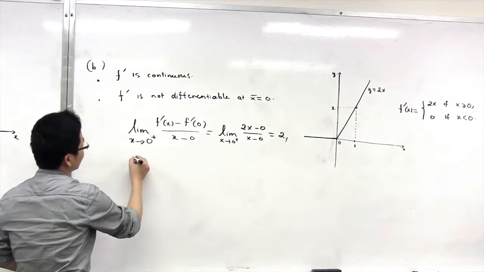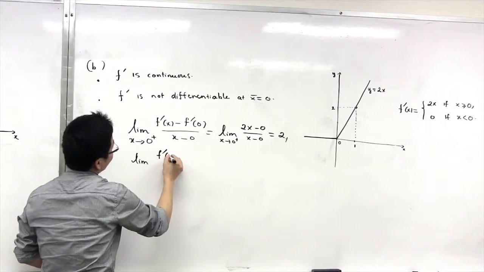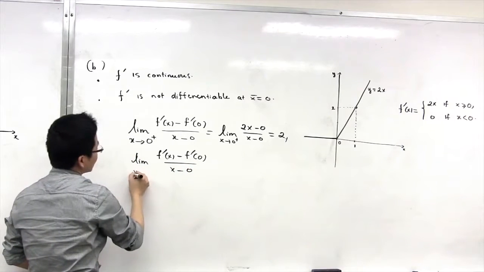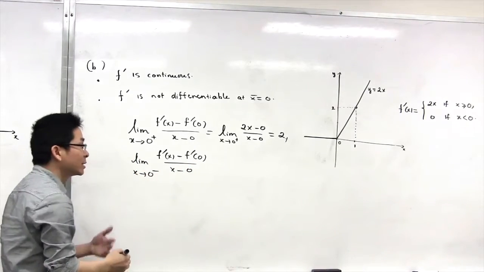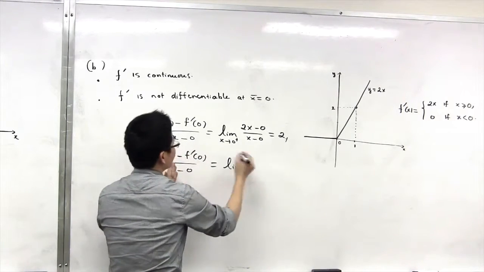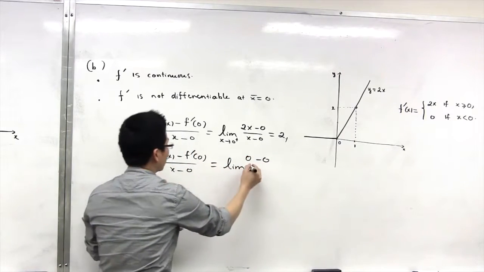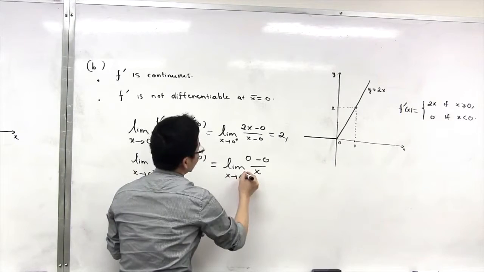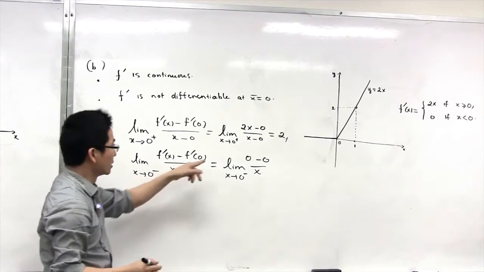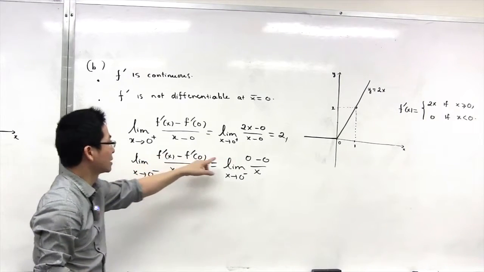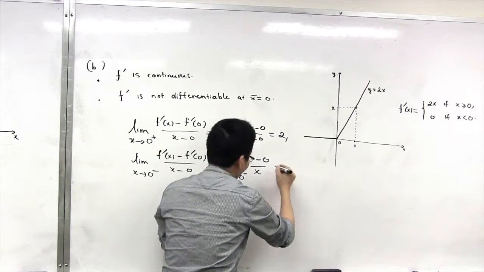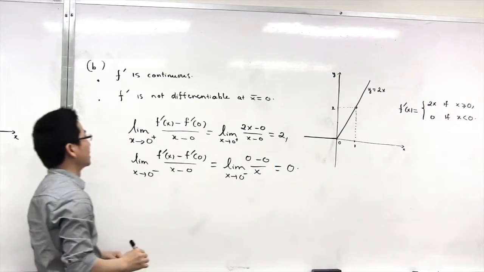Okay? And the limit of f prime of x minus f prime of 0 over x minus 0 as x approaches 0 from the left is equal to the limit of 0 minus 0 over x as x approaches 0 from the left. Again, over here, because x is strictly less than 0, f prime of x is 0. So here I replace f prime of x by 0 and f prime of 0 by 0. We can easily see that this limit is 0.